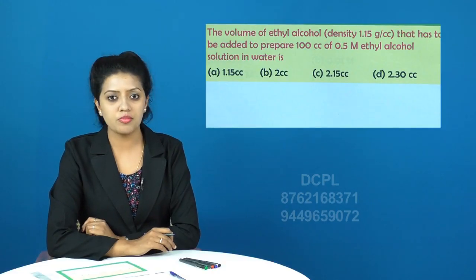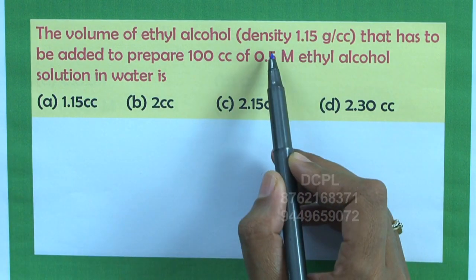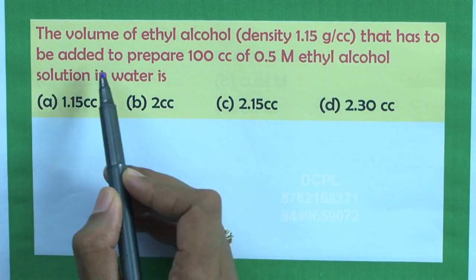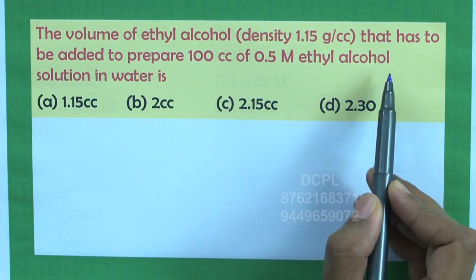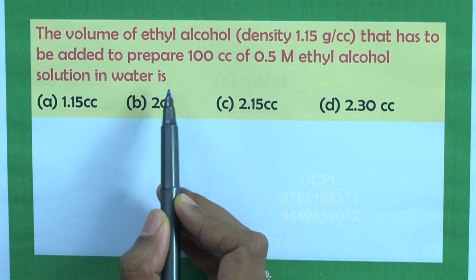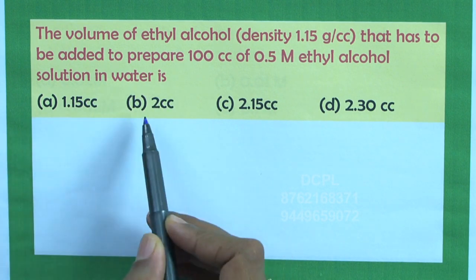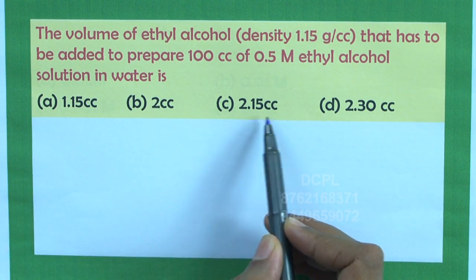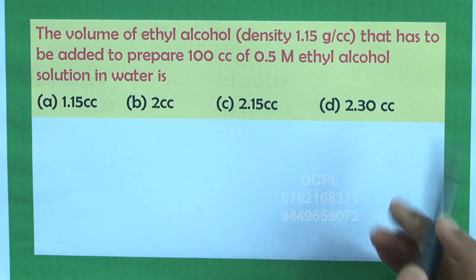Now let us take up some examples based on concentration. Firstly, the volume of ethyl alcohol whose density is 1.15 gram per cc that has to be added to prepare 100 cc of 0.5 molar ethyl alcohol solution in water is: option A 1.15 cc, option B 2 cc, option C 2.15 cc and option D 2.30 cc.